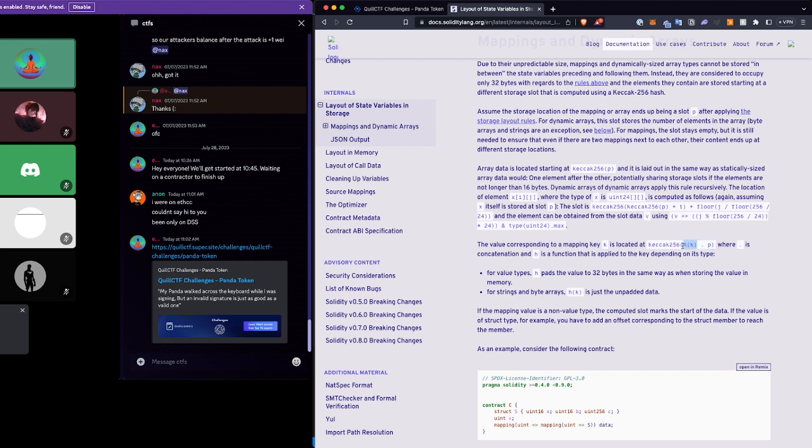And then taking the key and padding it. So it's taking a key of 0 for a mapping stored at the 0 slot naturally, and placing 10 to the 19 in that slot.